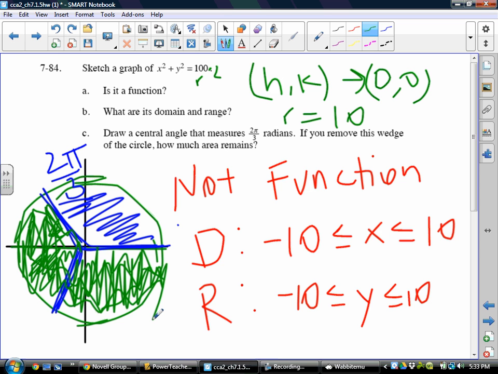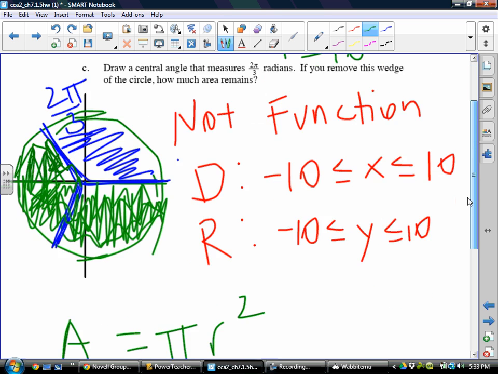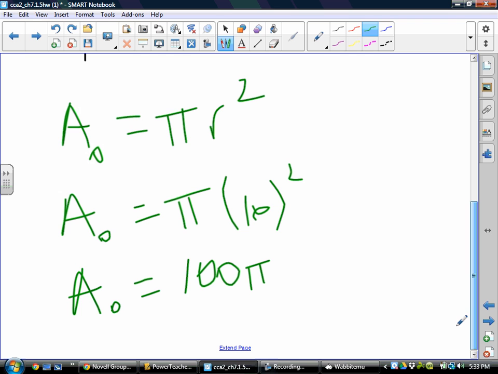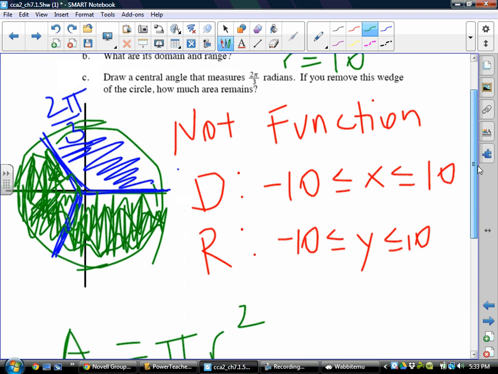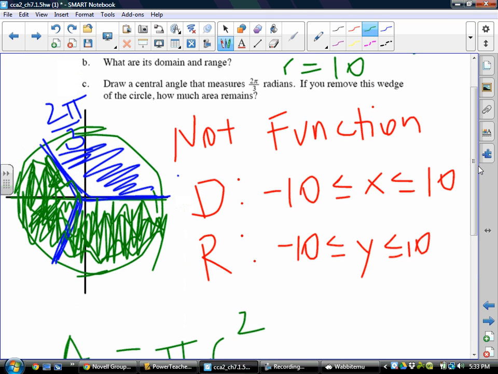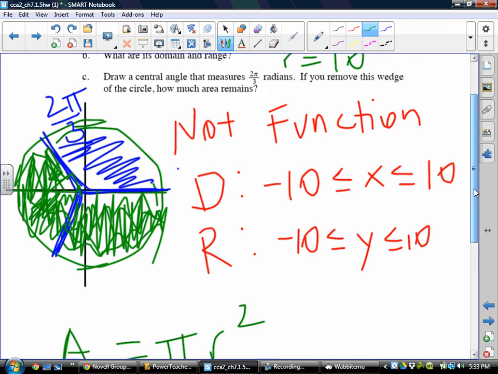So we figured out the area of the whole thing already was 100 pi. And I just want 2/3 of this number. I want 2/3 of my entire circle. I know the entire circle was 100 pi. I want 2/3 of that because that's what's left over. If I cut out the blue piece, that leaves me with 2/3 of my full circle.